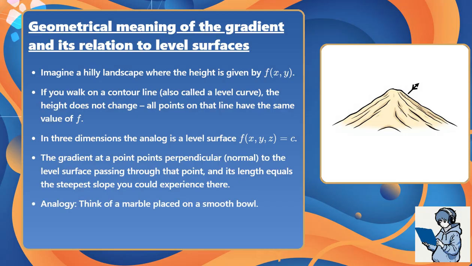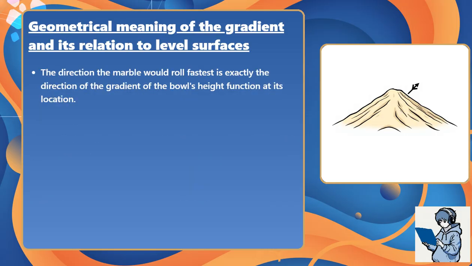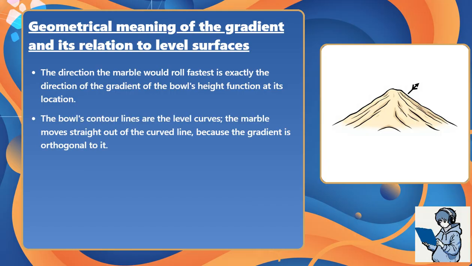Analogy: think of a marble placed on a smooth bowl. The direction the marble would roll fastest is exactly the direction of the gradient of the bowl's height function at its location. The bowl's contour lines are the level curves. The marble moves straight out of the curved line because the gradient is orthogonal to it.